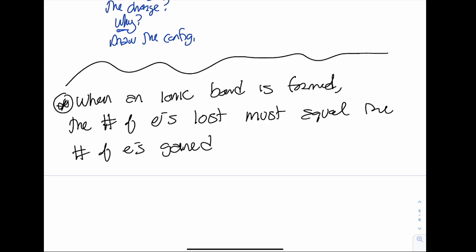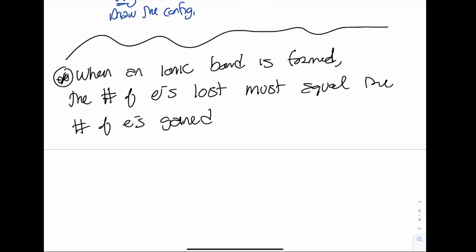So whenever we form an ionic bond, the number of electrons lost must be equal to the number of electrons gained. So my metal needs to lose the same number that my non-metal is gaining, or non-metals are gaining. We can have more than one. Exception, again, watch out for polyatomic ions. I'm using metal and non-metal, but ionic bonds can also involve polyatomic ions.